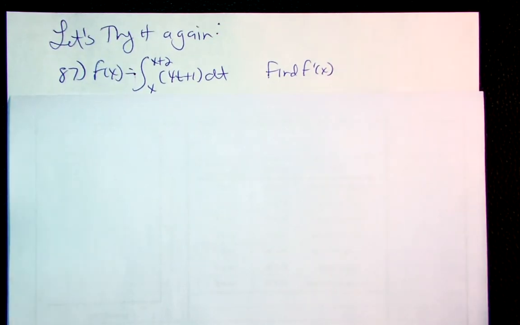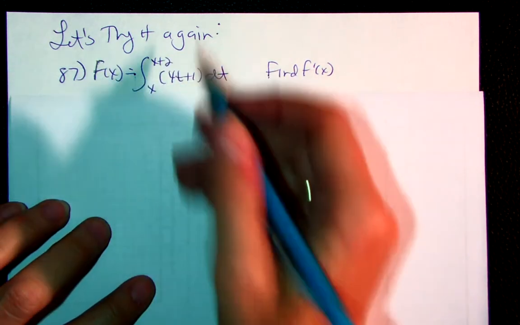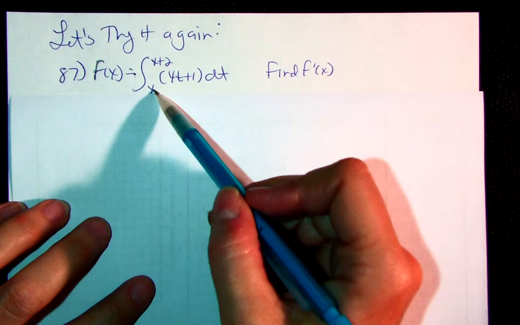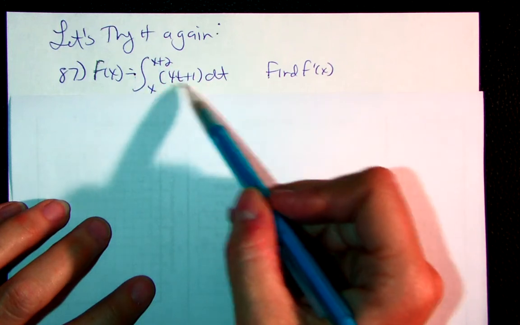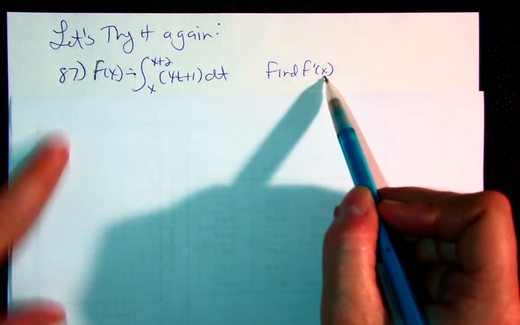Here's number 87. It's actually one of your homework problems. So was 81. I'm doing 2 of your homework problems. Your homework was 81 to 92 all. 87, it says that capital F of x is equal to the integral from x to x plus 2 of 4t plus 1 dt. So let's define this first derivative.